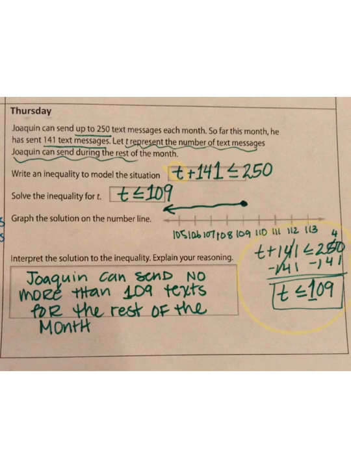Over here is where I went ahead and solved my one-step inequality by subtracting 141 from each side. And my solution is T is less than or equal to 109. For my graph, I set it up. It's going to be a closed circle because 109 can be included in the solution set, and less than goes to the left. So what this means for interpreting the solution, it means Joaquin can send no more than 109 texts for the rest of the month.